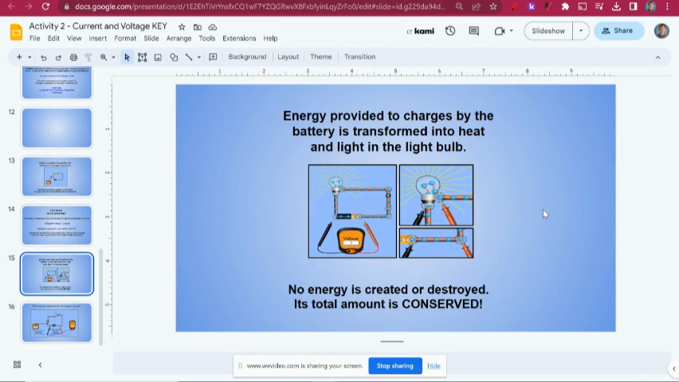We tried this out in activity 2. Whatever energy the battery gives you, it gets transformed into heat and light in the bulb. So the idea would be that your energy is also conserved, because the battery gives you energy, but then the bulb uses up the exact same amount. It transforms it into heat and light. So that's an important thing also.